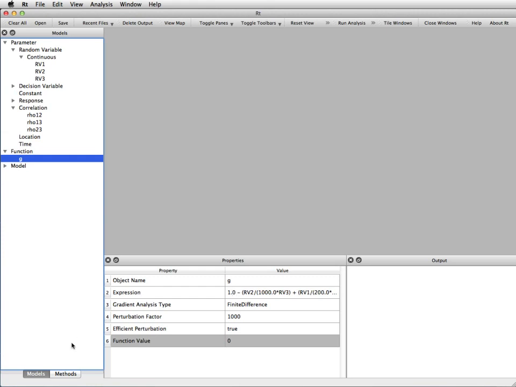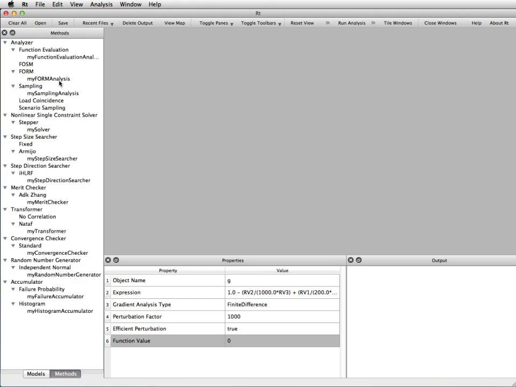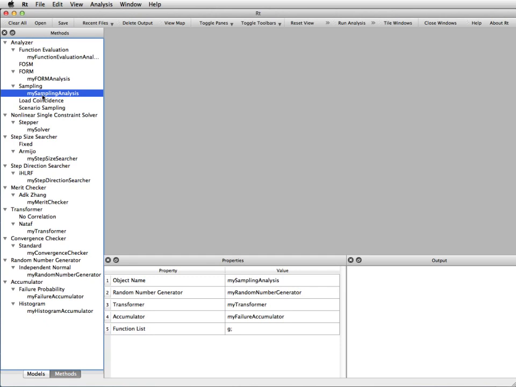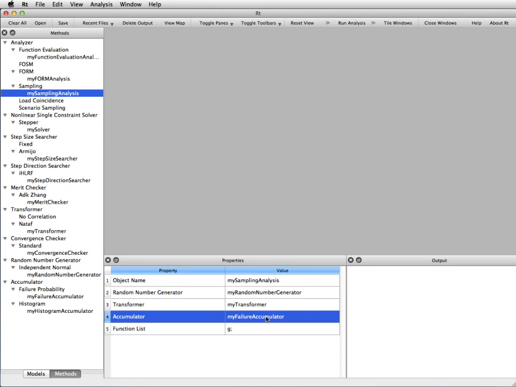In the analysis methods, I'm going to make use of the orchestrating algorithm, the analyzer as we call it in Art, that carries out sampling analysis. So here's the orchestrating algorithm for sampling analysis, and I see that the accumulator, namely how the points or the samples are being processed, they are being processed by the failure probability accumulator. So that's the one that I want to use, and I have a look at it right here.